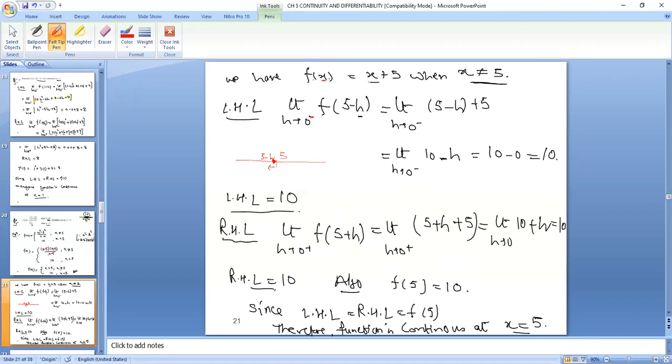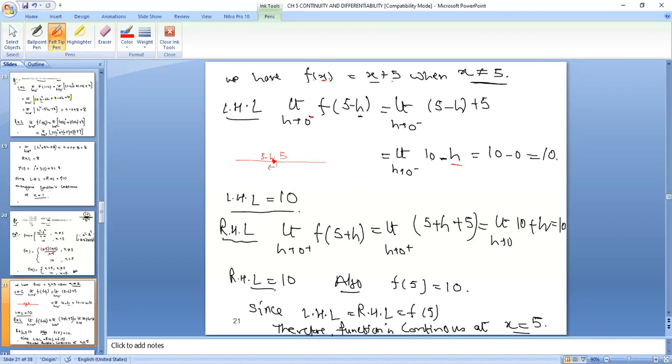in the bracket x plus 5, 5 in the bracket 5 minus h means 5 minus h plus 5. So 5 plus 5, 10 minus h. Apply the limit. Apply the limit means h will be tending to 0, h will become 0. So it will be 10 minus 0, which is 10. So the left hand limit we are getting is 10.